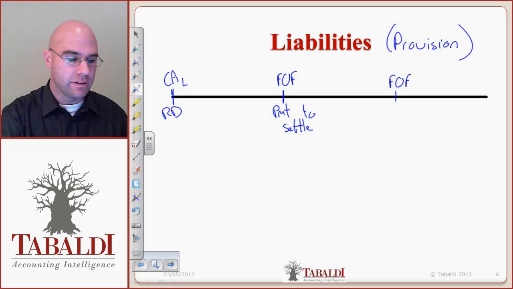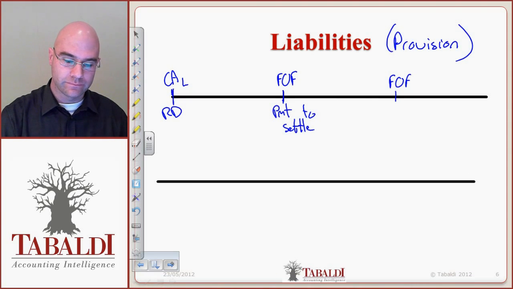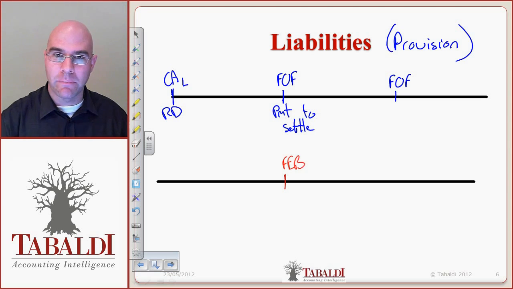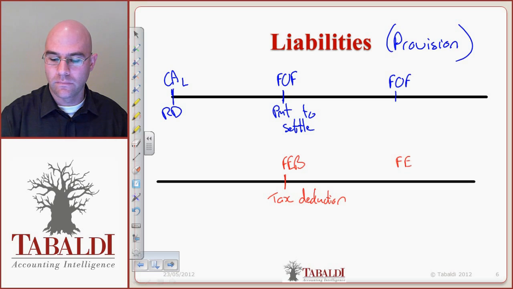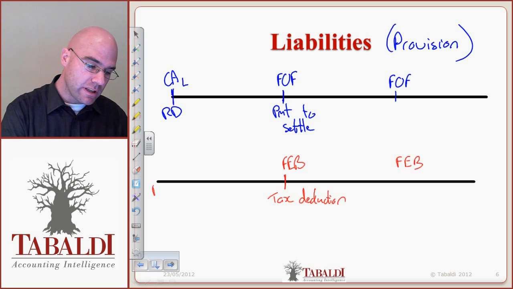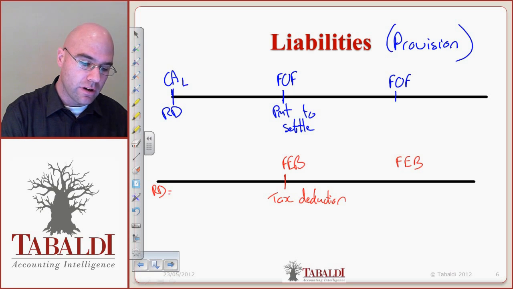And what's going to happen is that there will also be tax consequences in the future. And there will be a future economic benefit when I make that payment. Sounds a little bit counterintuitive, but what will that future economic benefit be? It will be a tax deduction in my current tax computation. So at reporting date, what are those future tax deductions? Well, those are going to be my deferred tax assets.